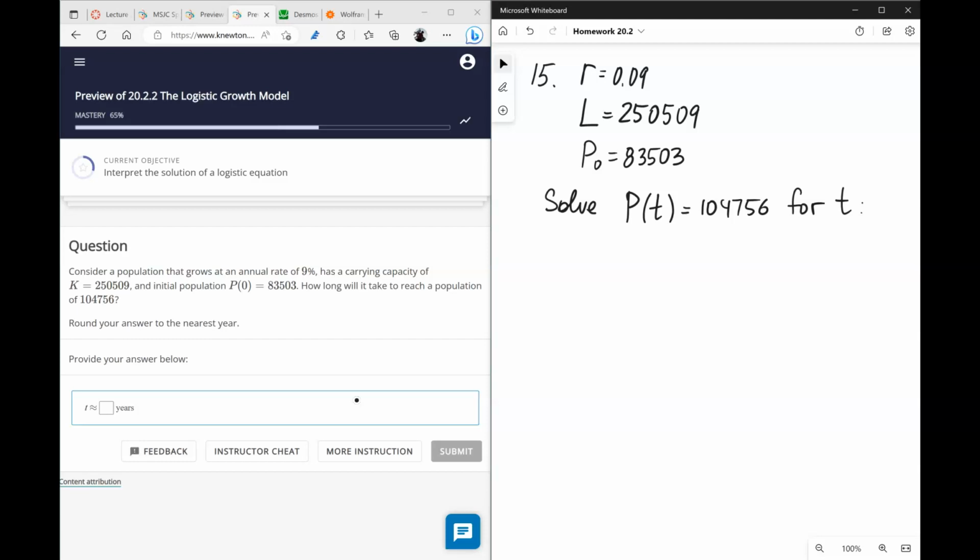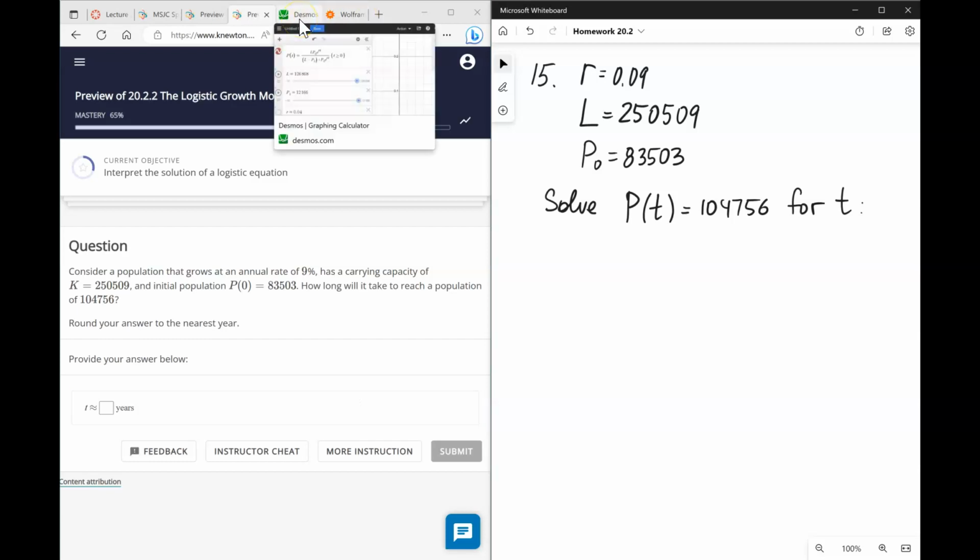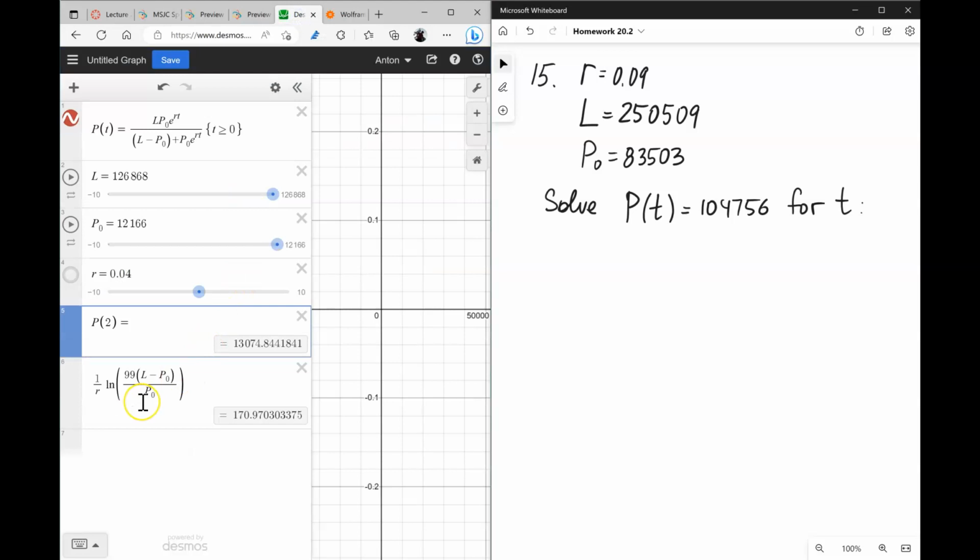So let's do it. Actually, I don't know how to do it fast without getting our hands dirty. But here's the equation that we're working with. We have L P0 e to the RT divided by L minus P0 plus P0 e to the RT. And we want that to be equal to 104,756.